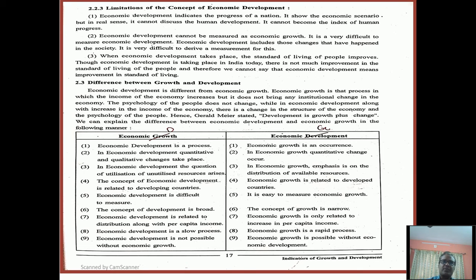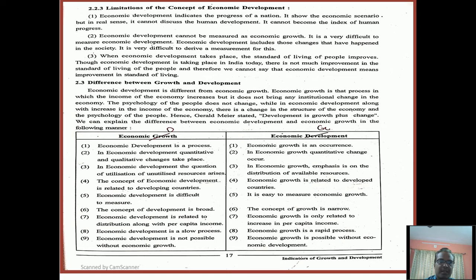Then in economic development, there is the question of utilization of unutilized resources. But in growth, economic growth emphasizes the distribution of the available resources. The concept of economic development is related to developing countries, while growth is considered for developed countries. Development is difficult to measure, but economic growth is easy to measure. Development is a broad concept, while growth is a narrow concept. Development is related to distribution along with per capita income, while growth is only related to an increase in per capita income. It is not part of equalization in the distribution of per capita income and national income.